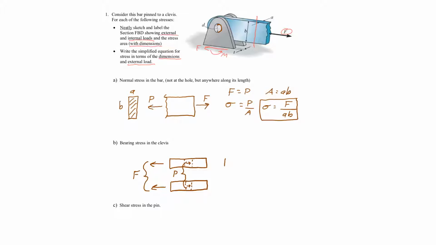And the areas that matter are the projected rectangular areas inside the holes. And they are T by D. So again, the internal load is balanced. The external force equals the internal bearing force. The area is the area of two rectangles, 2 D T. Bearing stress in general is the load over the bearing area, which works out to being F over 2 D T. That's what we're after.